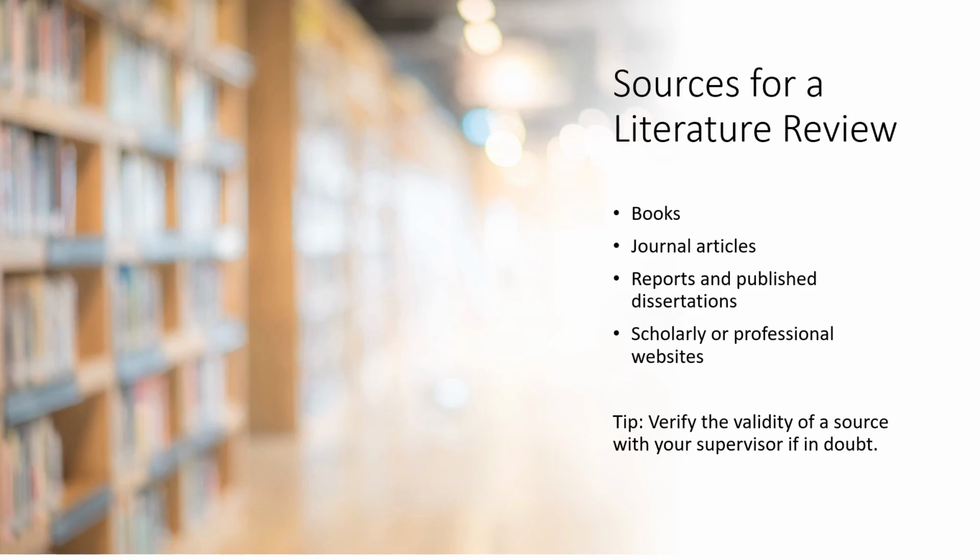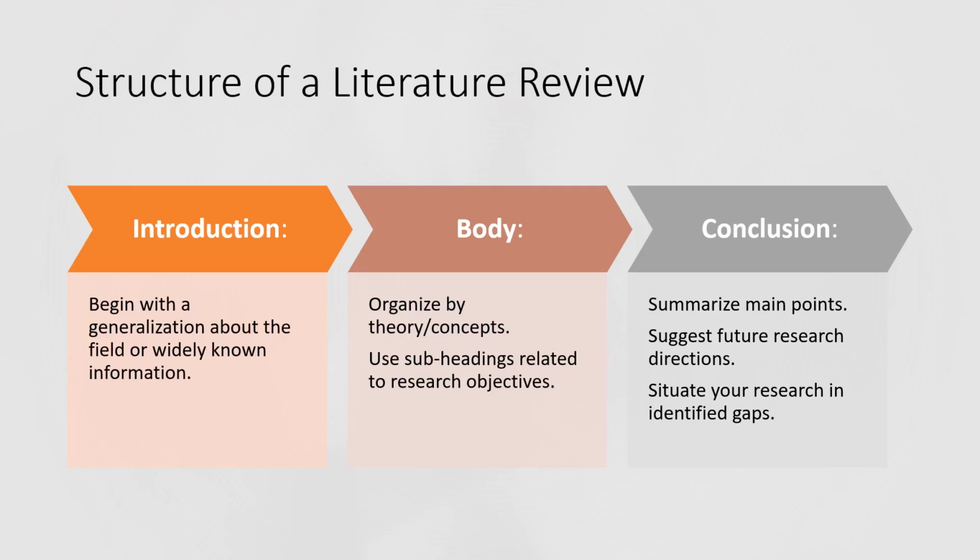The structure of a literature review typically includes an introduction, body, and conclusion. The introduction should begin with a generalization about the field or widely known information. The body should be organized by theory or concepts, using subheadings related to research objectives. The conclusion should summarize main points, suggest future research directions, and situate your research in identified gaps.